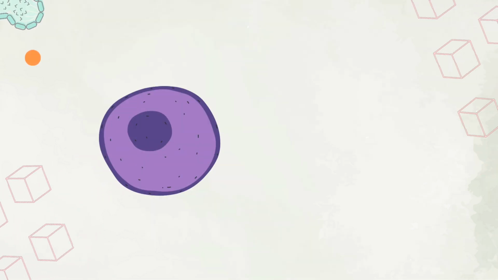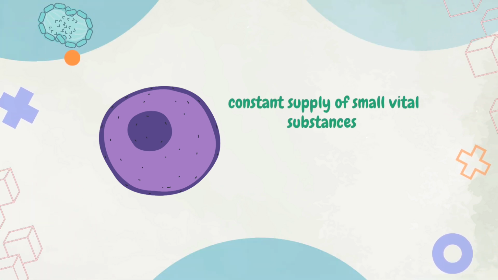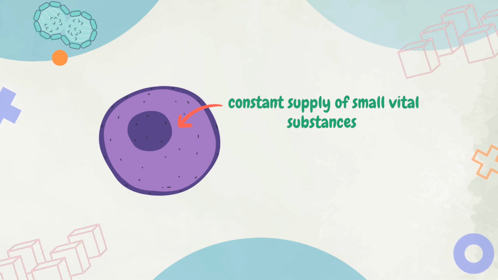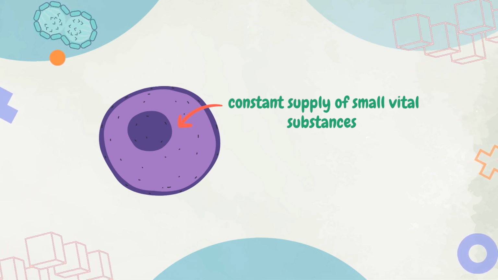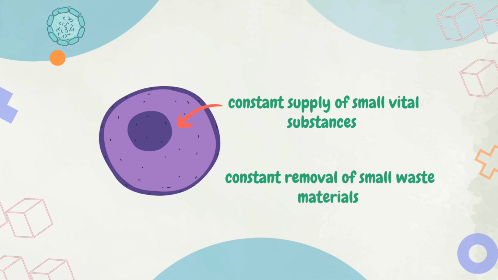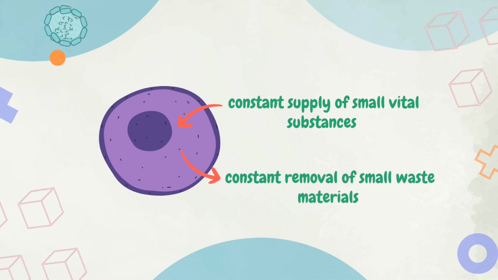What is the importance of diffusion to the cells? It enables a constant supply of small vital substances into the cell. For instance, oxygen and lipids enter animal cells by diffusion. It also enables a constant removal of small waste materials from the cell. For instance, carbon dioxide leaves animal cells by diffusion.